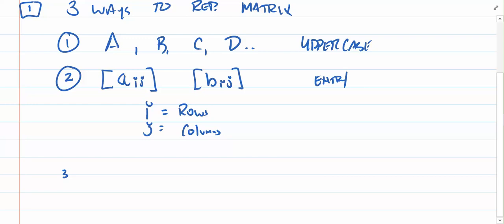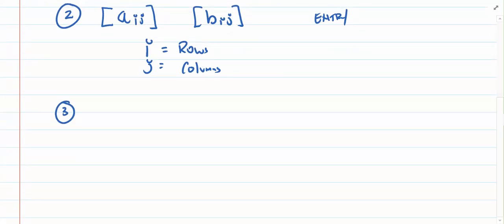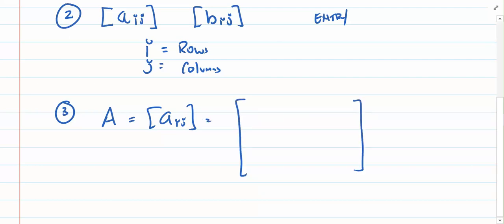The third way that we could represent a matrix is a combination of both of these. You might see uppercase A is the same thing as the entry [a_ij] with brackets, which is just the same as our normal way of representing a matrix as a rectangular array of entries. So a11, a12, all the way across to a1n, and then going down the columns, am1, so that the diagonal just becomes amn.